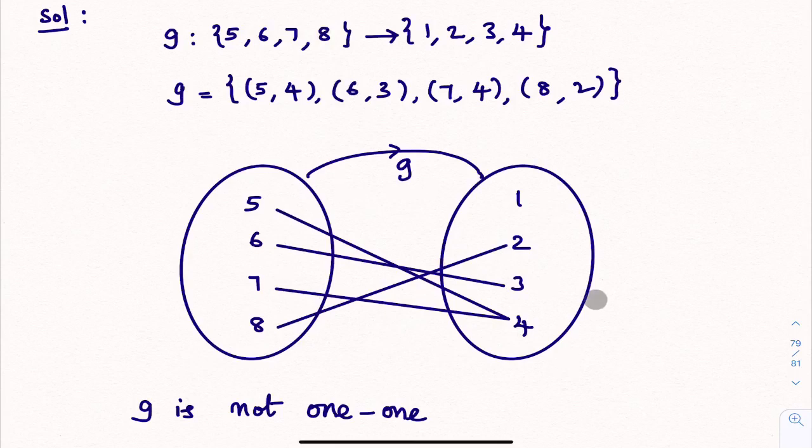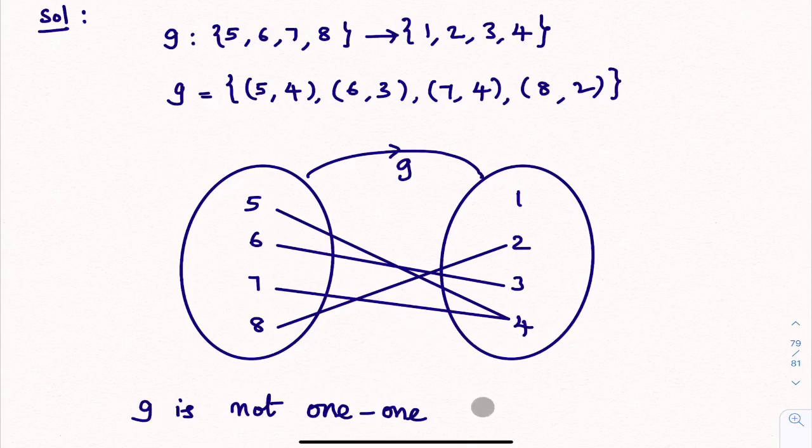By seeing this figure, can you say this function is a 1-1 function? What is a 1-1 function? Different elements must have different images. You see here 5, 7. 5, 7 are different elements. Image of 5 is 4. Image of 7 is also 4. Different elements are having the same image. It tells you that this is not a 1-1 function. G is not 1-1.